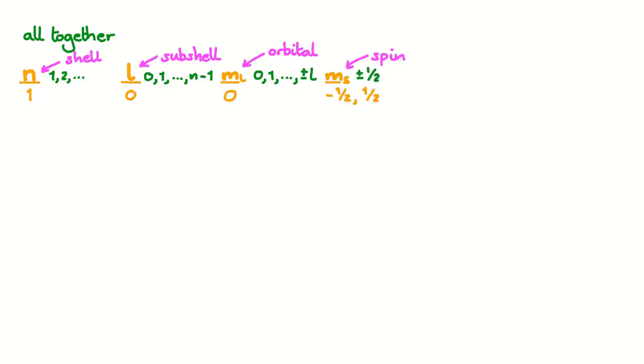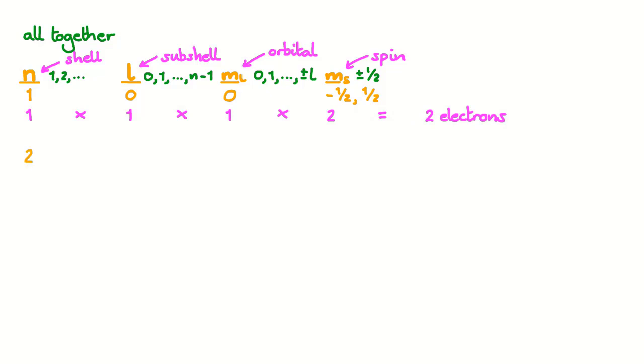And finally, the value of the spin quantum number can either be -1/2 or +1/2. This allows for 2 electrons, one spin up and one spin down, in one orbital, in the single s-type subshell of the first electron shell, which gives us 2 electrons in total in the first electron shell.